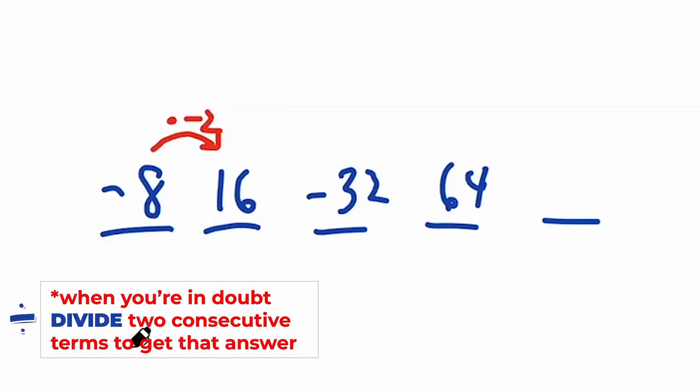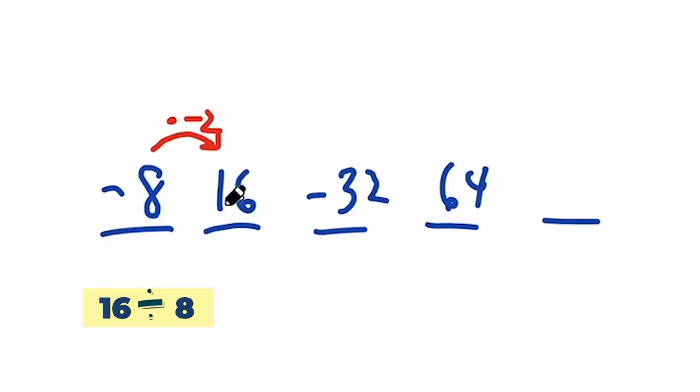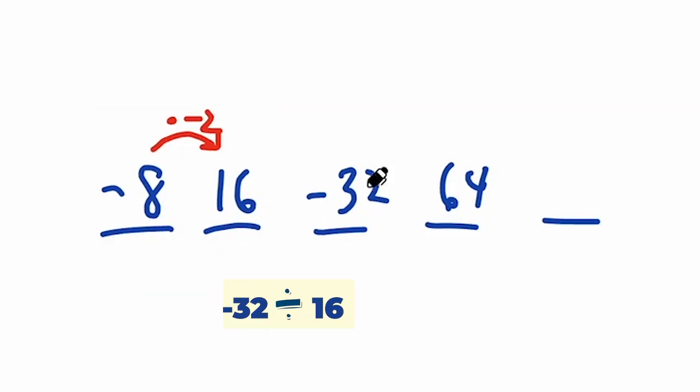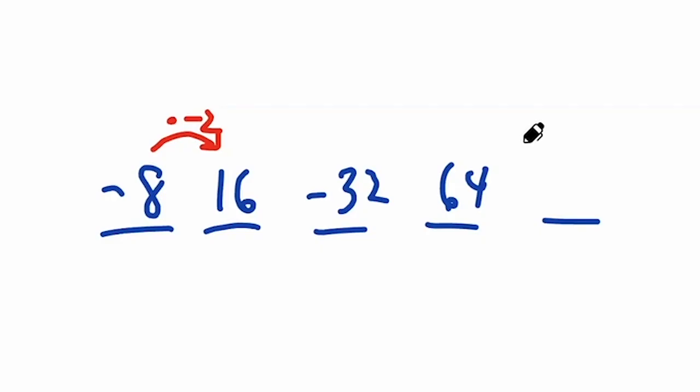Now, if you're in doubt or if the numbers weren't so easy, all you'd have to do is divide two consecutive terms to get that answer. So for example, divide 16 by -8, and that's -2. Or divide -32 by 16. That's also -2. So that would be how you could figure out what that number is. But in our case, we're multiplying by -2 every time.